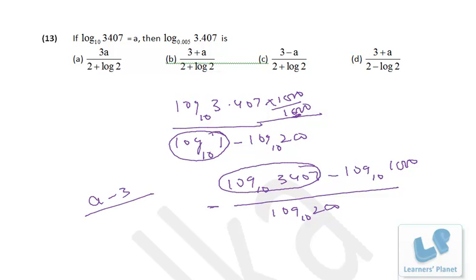I'm sorry, minus of a minus 3, so it's minus a plus 3. Okay, so we have just one option with numerator as 3 minus a, so that must be correct. Still I solve the denominator for you. So that's actually log of 10, 2 into 100. So this is 2 plus log of 10, 100. So this is actually 2 plus log 2, right, to the base 10. Okay, so 3 minus a over 2 plus log 2. That's the correct choice. I hope you are getting me.